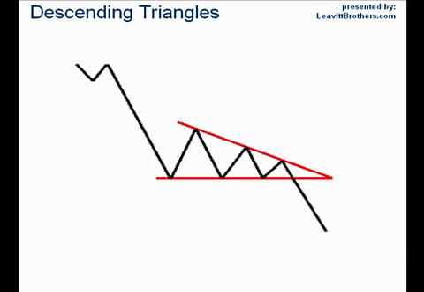That wraps up this tutorial. Again, descending triangles are pauses within downtrends and have a definite bearish bias. Ideally, volume is average when the support is taken out, but then ramps up as the stock continues to fall.